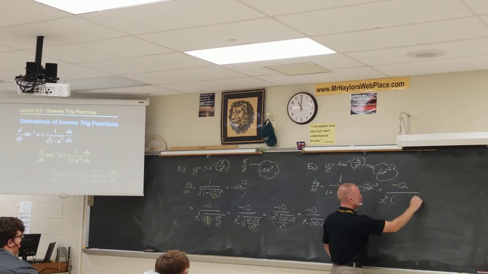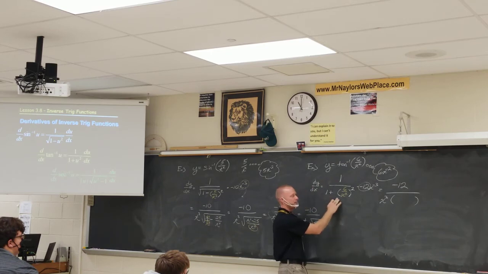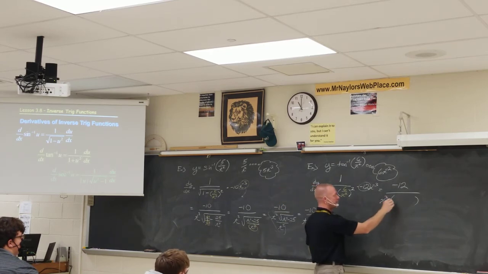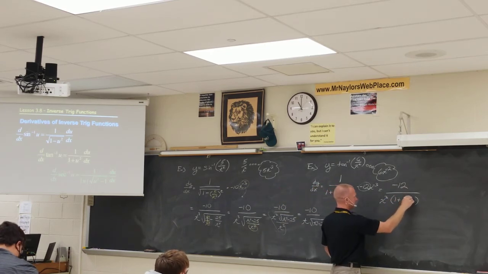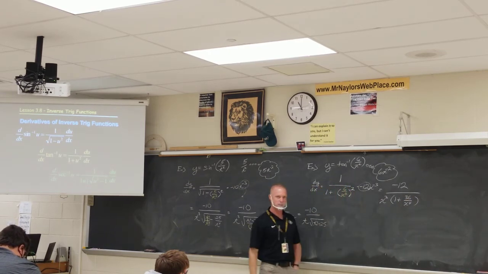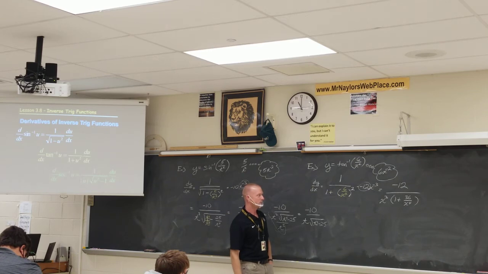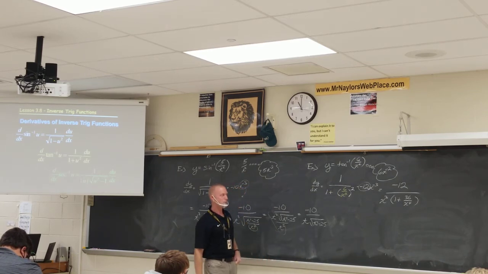Now, there is a group down here. So you got to be careful that we group it as 1 plus 36 over x to the 4th. So I did go ahead and square all of that.